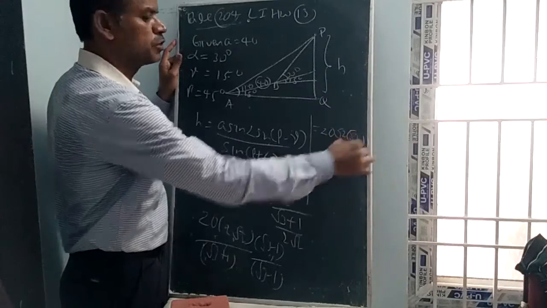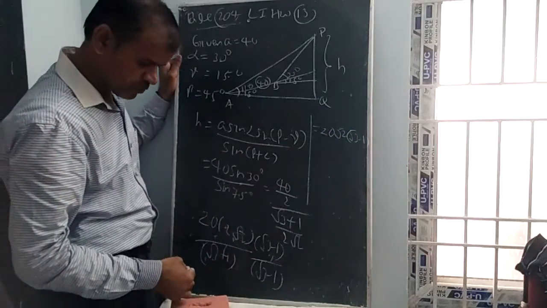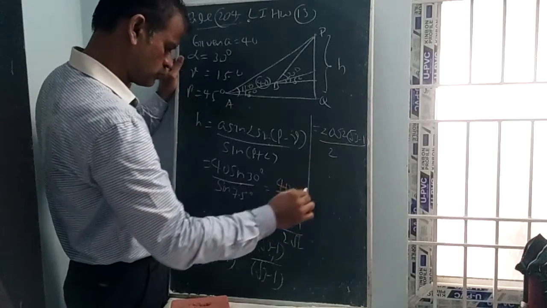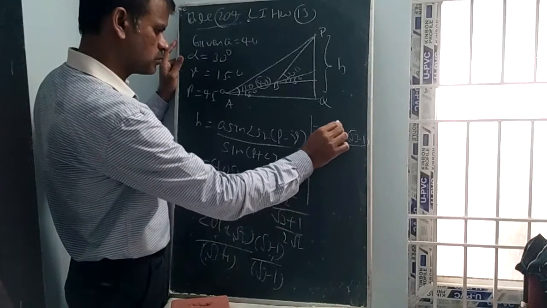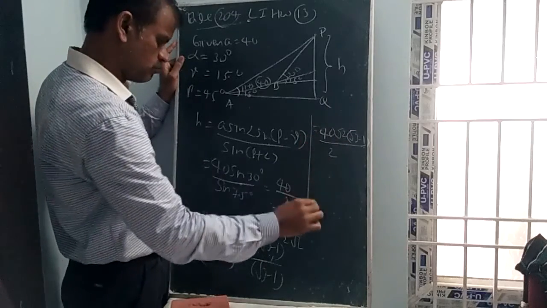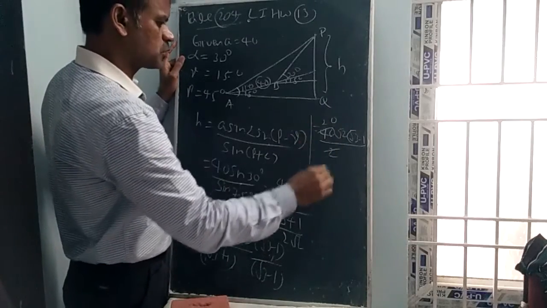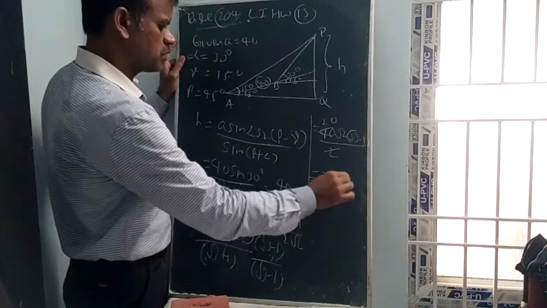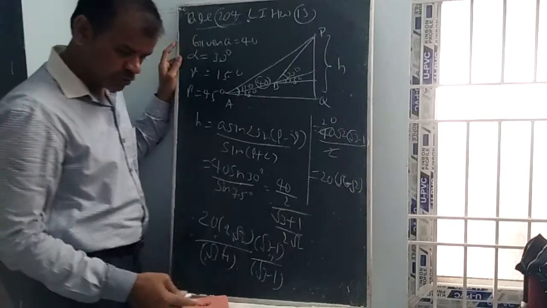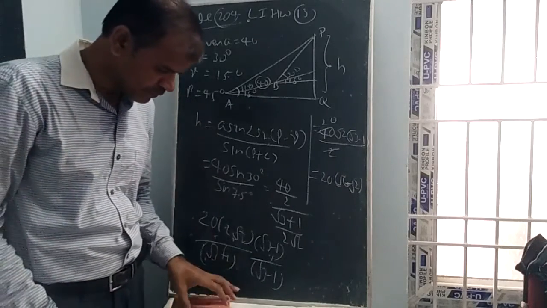20 root 2 into root 3 minus 1 by 2. Not 20, 40 root 2 by 2. So the 2 will be getting cancelled. 20 into root 6 minus root 2.